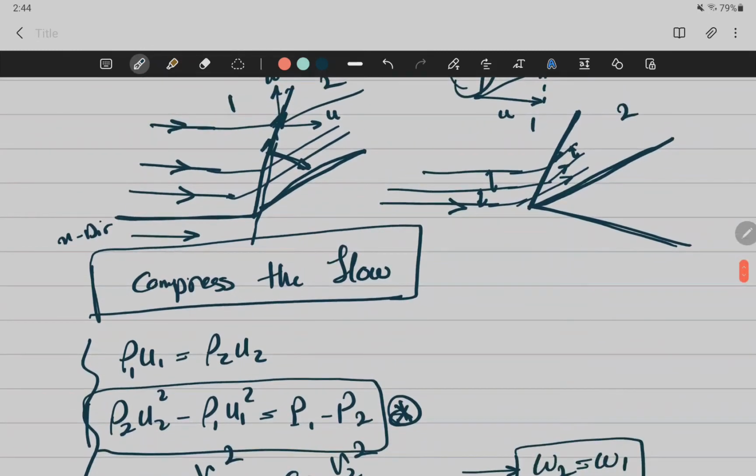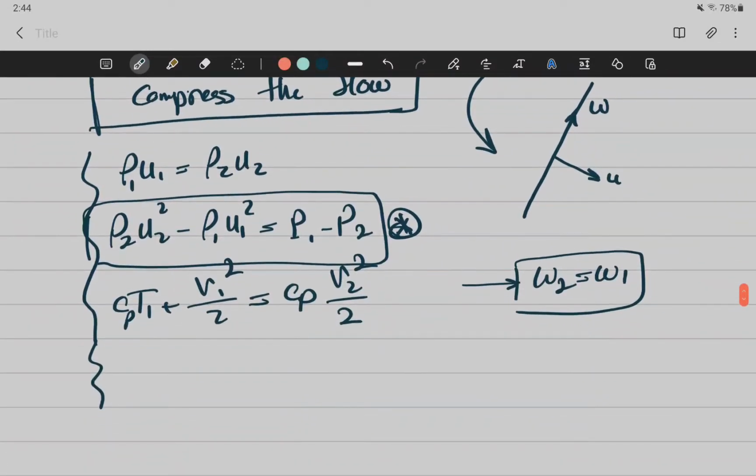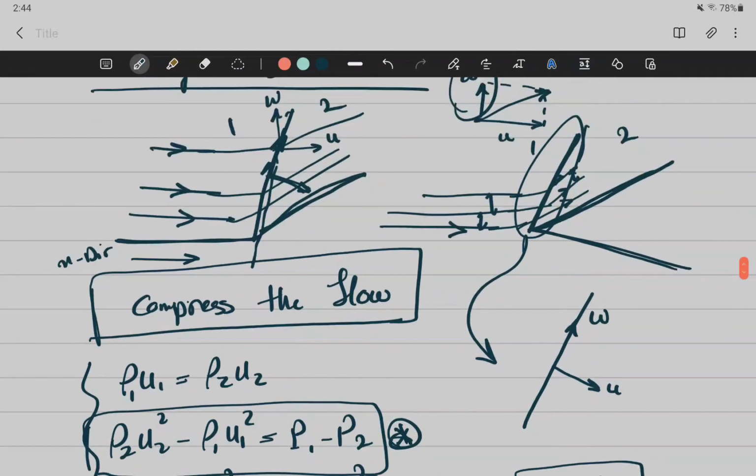Let me magnify this part. This is your shock wave, right? This is going to be your x direction, this is going to be your w direction. Okay? Does it make sense? Okay. So your u is always normal to the shock wave. So we're just changing our frame of reference? Yes.